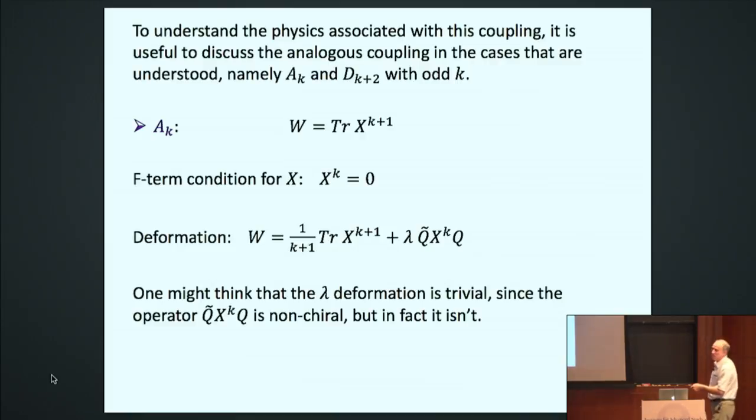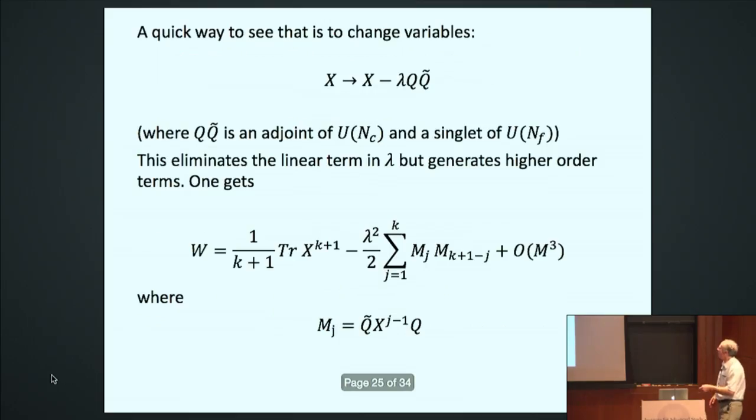Now, superficially, you might think that this coupling is just nothing because, before you add it, x to the k is 0. So this is not a chiral operator. It's basically a D term, so adding it to the superpotential is stupid. But in fact, it's not true. The quickest way to see that it's not true is to take this superpotential and shift the X field by some multiple of QQ tilde, where here QQ tilde for me is an adjoint and summed over flavors.